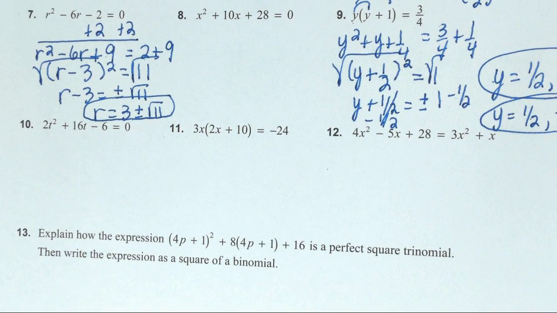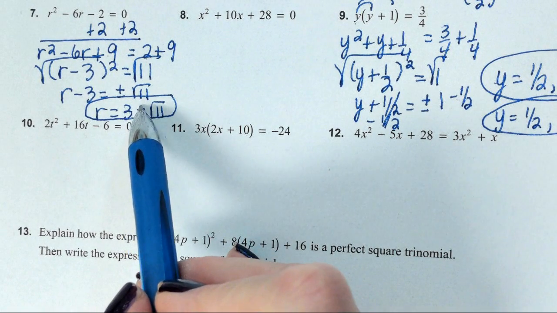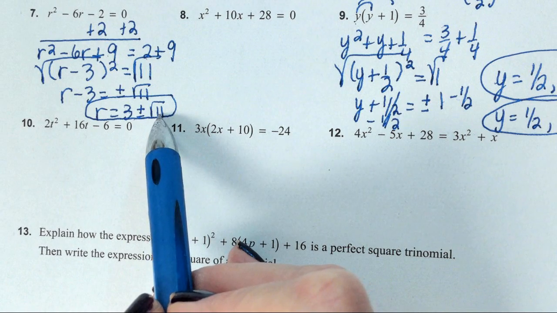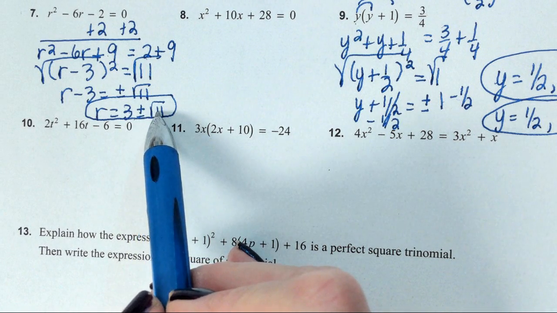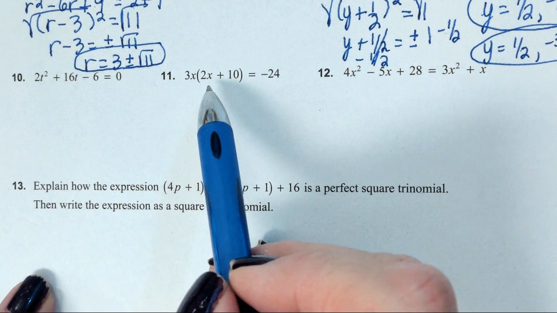Any other questions so far? See how we're getting two answers each time. This is 3 plus radical 11, which is about 3.2. So this is really 3 plus about 3.2 and 3 minus that. Okay, so two answers. All right, now let's come down to number 11.